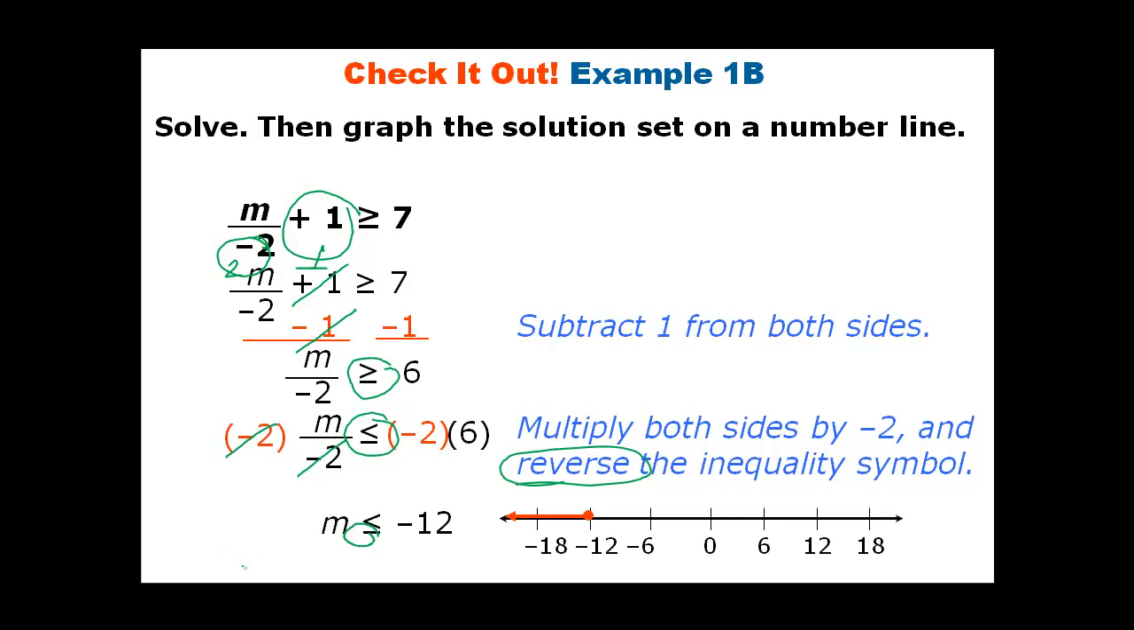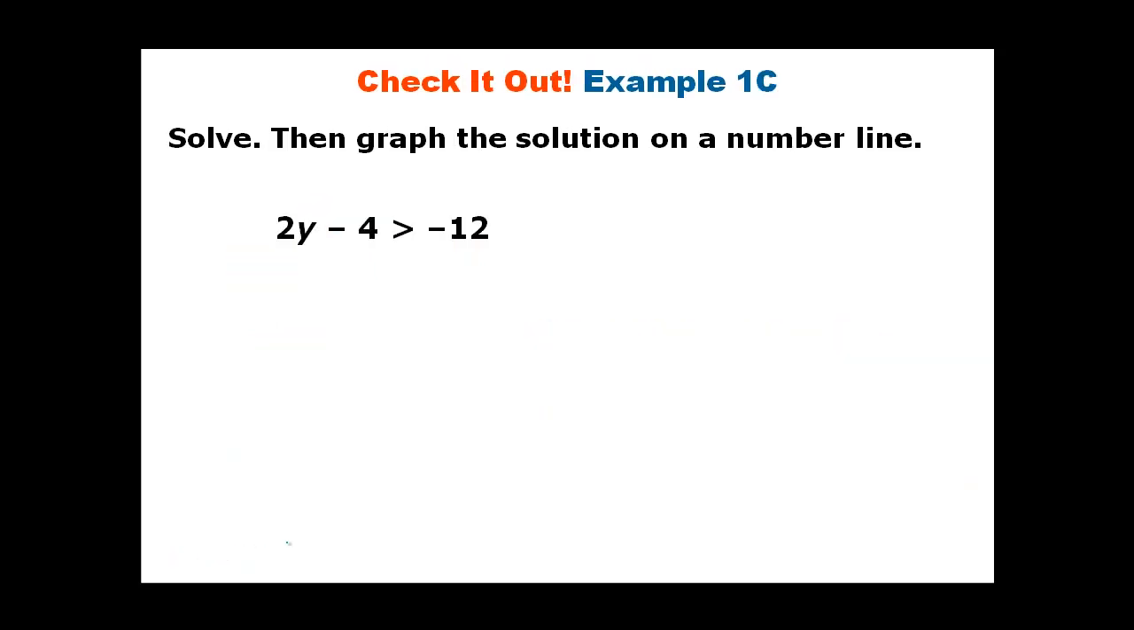Let's see the next question. Solve, then graph the solution on a number line. We have 2y minus 4 bigger than negative 12. What will we do first? We want to remove the 4. How will we remove 4? We will add 4 to both sides.